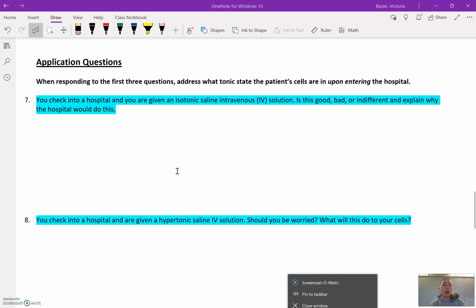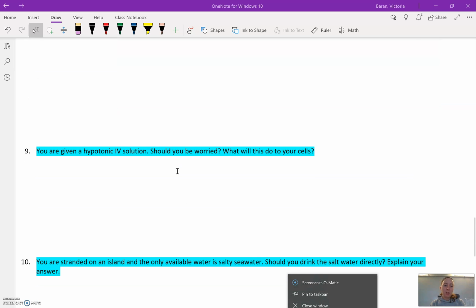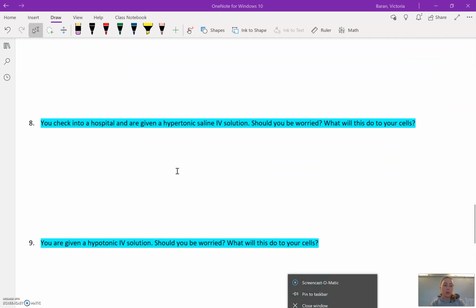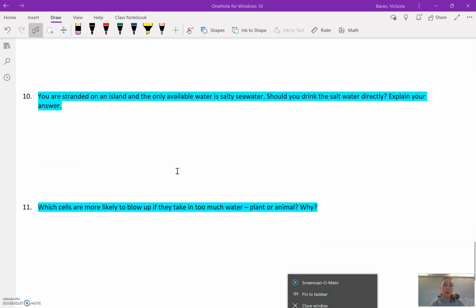So again, talk about what the patient is coming in as. Are they coming in with normal cells, which most of you will pick, and that's totally fine? Are they coming in with their cells really swollen already? Or are they coming in dehydrated and their cells are kind of already shriveled up? So that's the first 3 questions, so 7, 8, and 9.